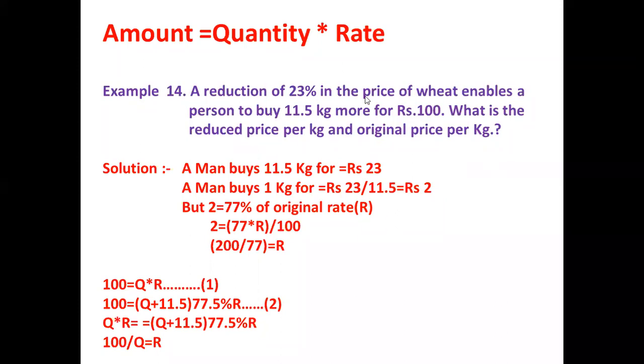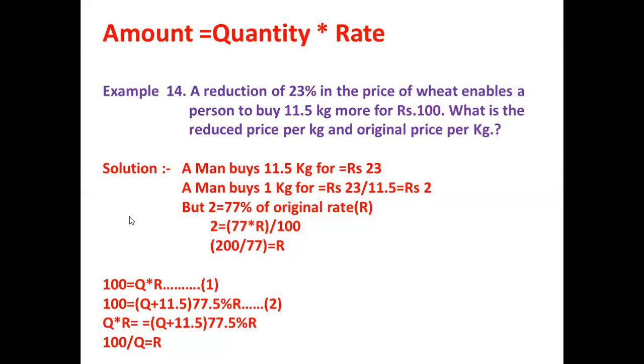See, I will tell you two methods of doing this sum. One is by this formula. First of all, try to understand the question. It's very important to understand the question. Now, what they are saying: suppose you have 100 rupees in your pocket and you go to the market and want to buy wheat, but you don't know the price of wheat. He is giving you a hint in the question: if you reduce the price by 23%, you will get 11.5 kg more. Okay, first let us try to solve this question by this method.